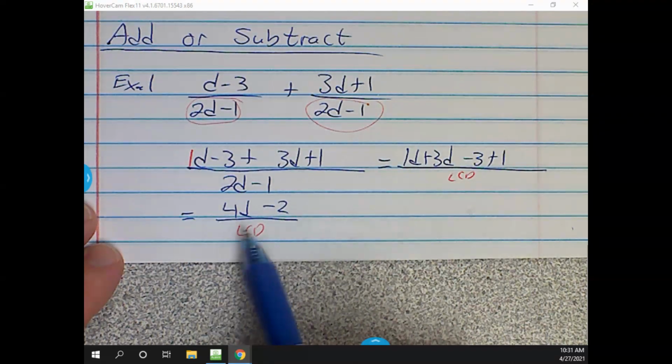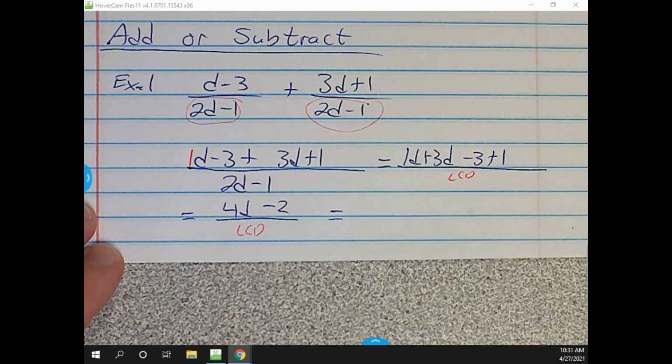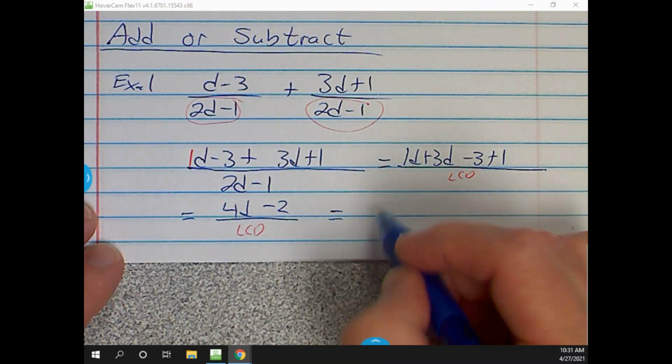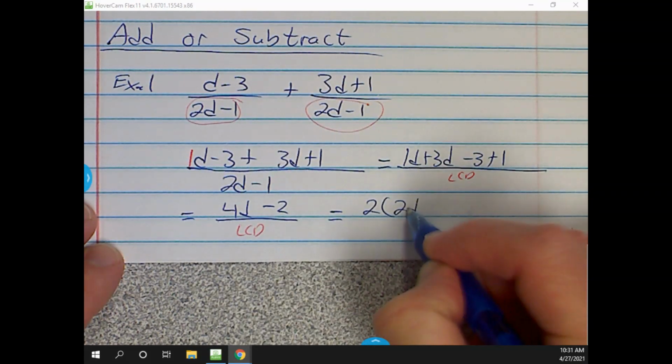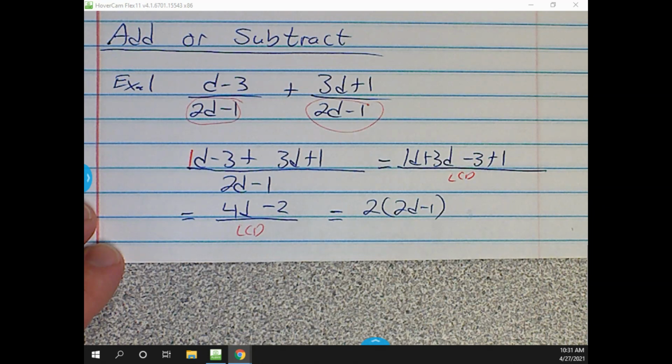Okay, so we've simplified it. We've combined like terms. We've done everything we can do. And then the last thing you want to do is factor this thing. And you may go, well, there's not really a whole lot we can do. We can divide out a 2 from this thing. If we do that, that gives 2d minus 1.